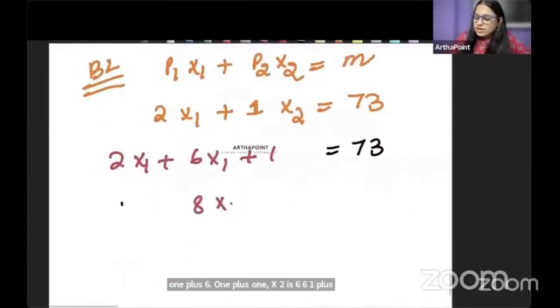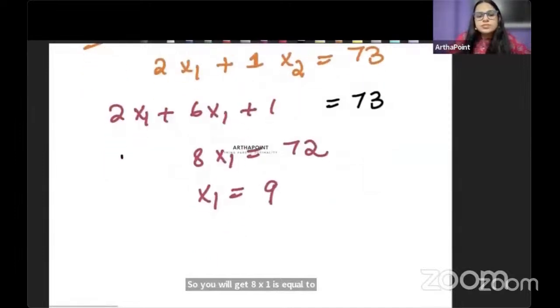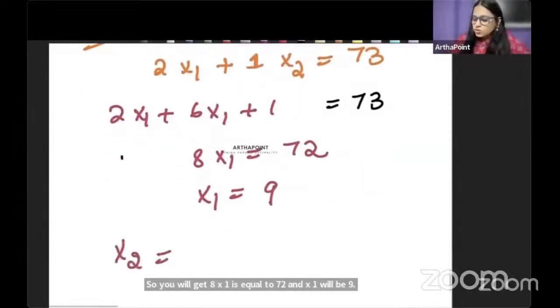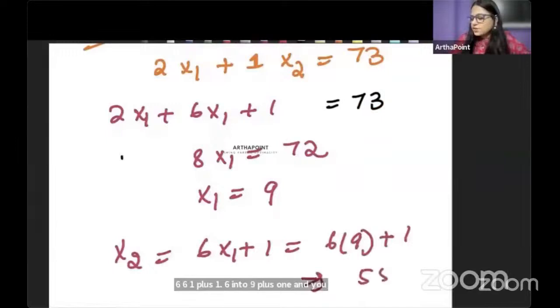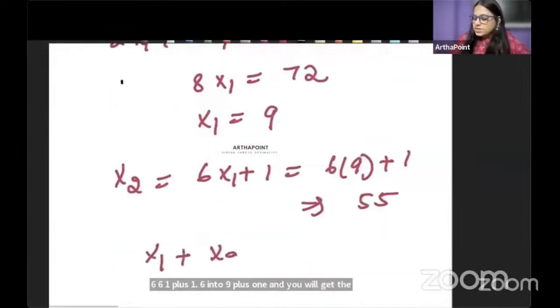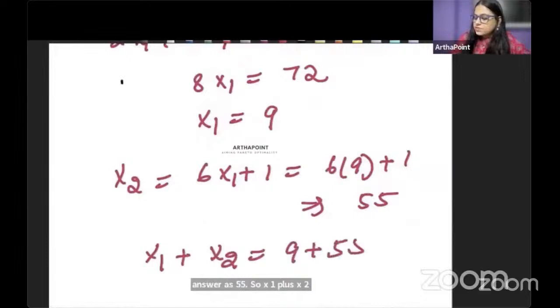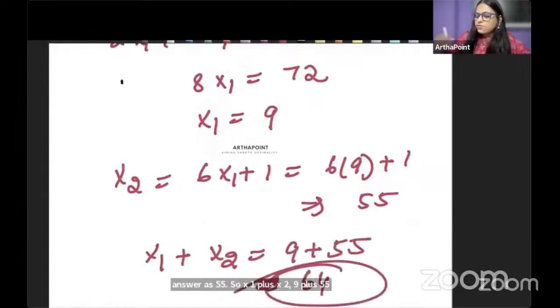So you will get 8x1 is equal to 72, and x1 will be 9. Just find x2: 6x1 plus 1, 6 into 9 plus 1, and you will get 55. So x1 plus x2 is 9 plus 55, which is 64. Correct. Okay, good. I have seen all your answers. Yes, that's correct.